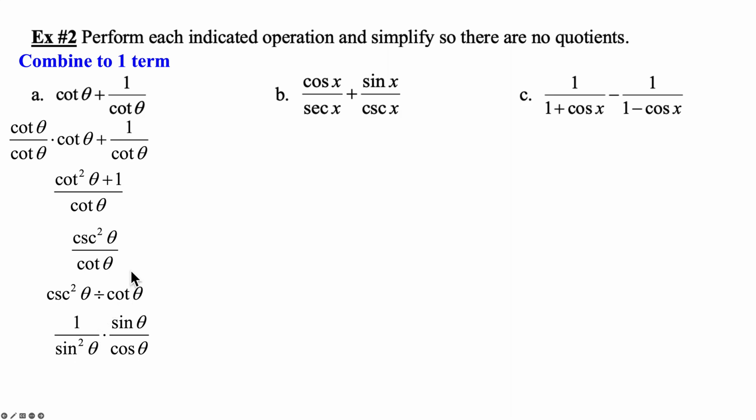Cotangent theta is cosine theta over sine theta, but I had to flip it when I multiplied by its reciprocal to get sine theta over cosine theta. One of the sine thetas will cancel, and that will give me 1 over sine theta, which is cosecant theta. 1 over cosine theta is secant theta.